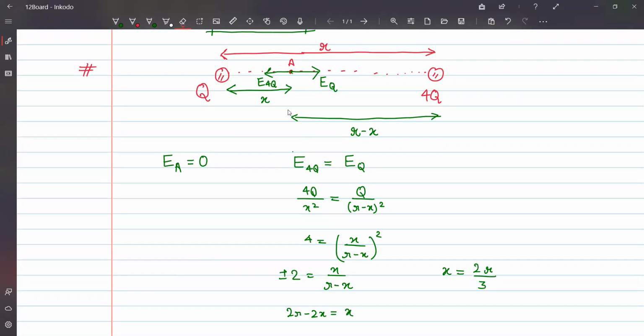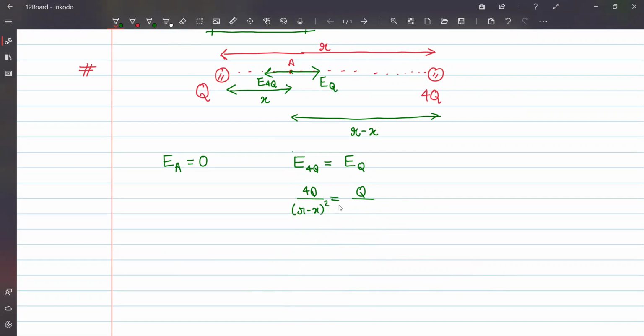This electric field due to 4Q should be 4Q upon (r minus x) whole square, and here it should be x square, because this is the electric field due to 4Q. So 4 should be equal to ((r minus x) upon x) whole square. From here we get (r minus x) by x is plus or minus 2, and if you calculate here, it will give you x equal to r by 3. So if you place a third charge over here, you will get net field as 0 and net force as 0.